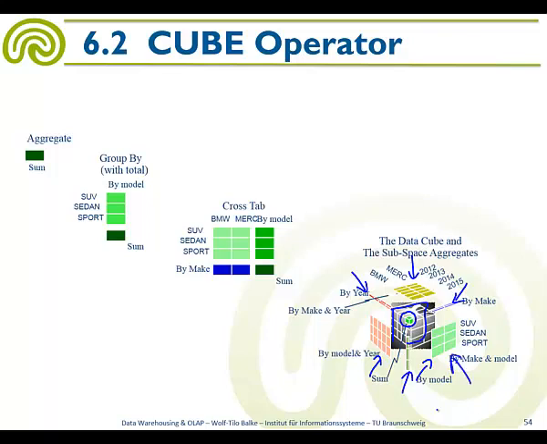So these are grouping sets. One way through the grouping set in a certain order is a roll-up. All of them are the cube operator. Yes?